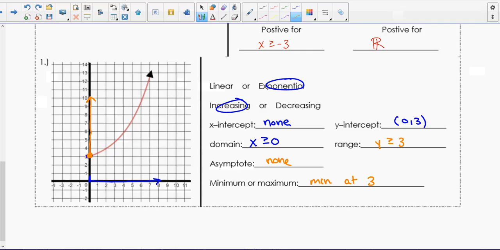Okay, so notice how we've written each of these. This one was written as an intercept, so a coordinate. Domain and range were written as inequalities, and then the minimum was written as a value. So a lot of differences between these. Okay, let's try another one.